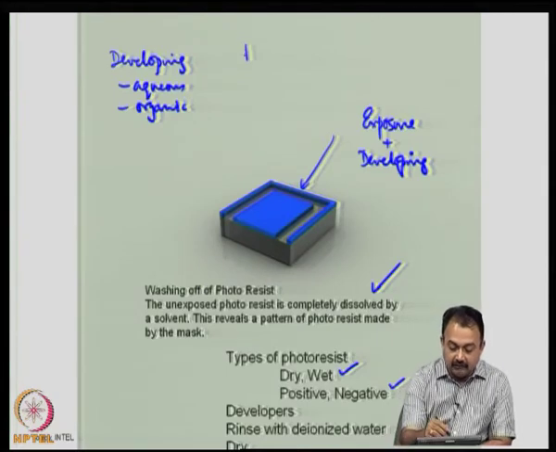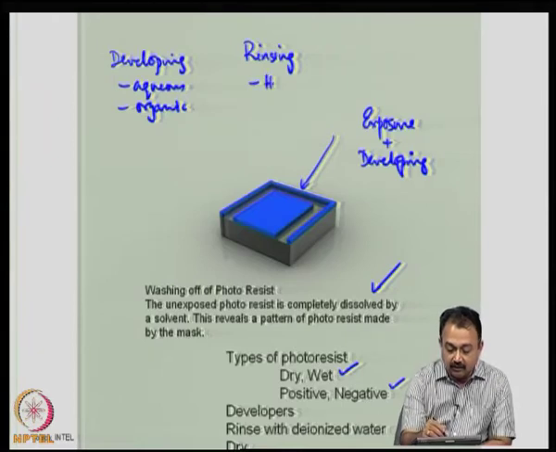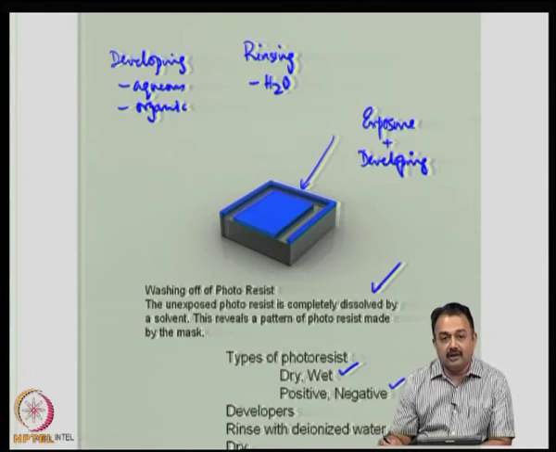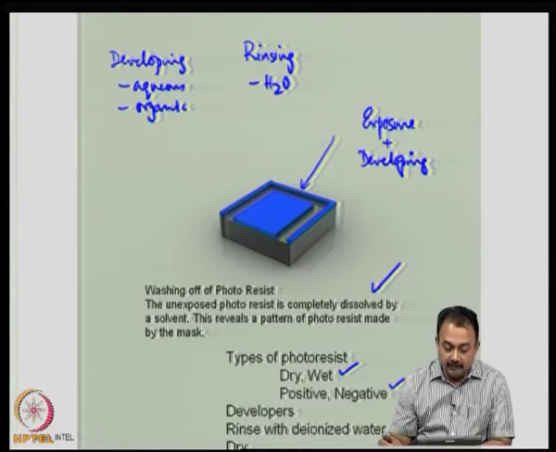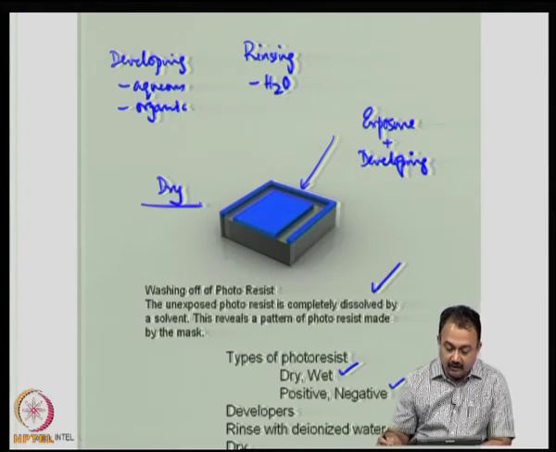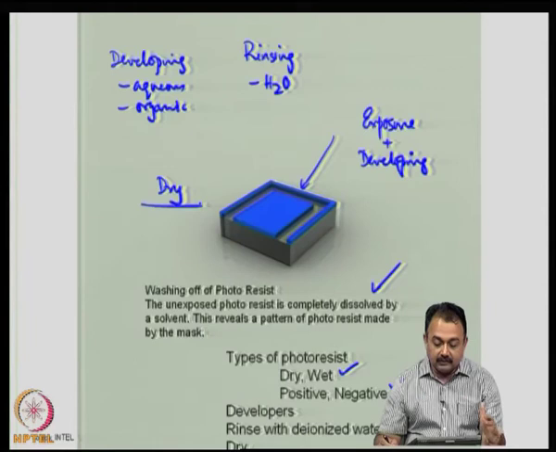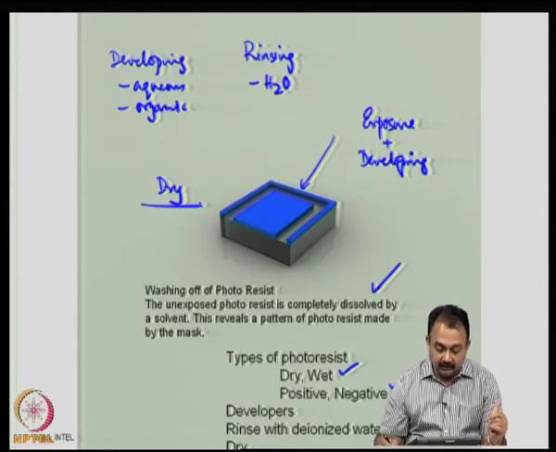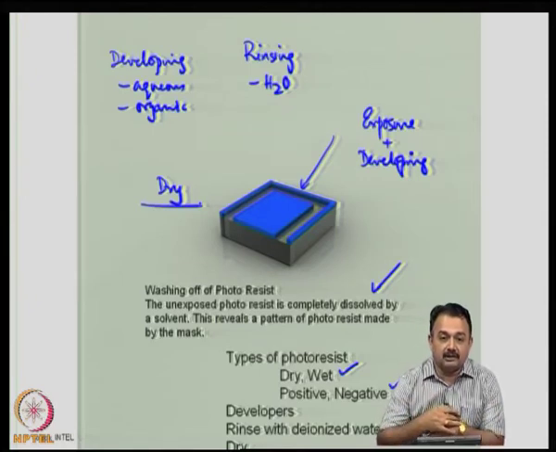Then there is a lot of rinsing done during this fabrication process. Rinsing is done with water. So, we have to use deionized water, which is free from all the anions and cations that are normally present in impure water. So, we need to use deionized water and drying. Drying is the final step. So, a combination of exposure, developing, rinsing will give you one complete set of the process in the imaging sequence.